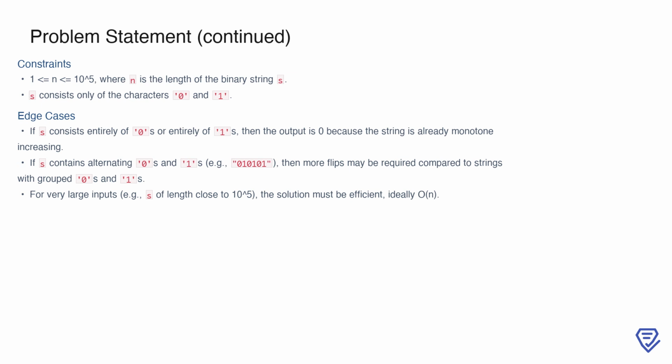On the other hand, if S alternates between zeros and ones, like 010101, it may require more flips compared to strings where the zeros and ones are grouped together. Lastly, because the string can be very large, up to 100,000 characters, the solution must be efficient. Ideally, the algorithm should run in O(n) time to handle the largest inputs within a reasonable time frame.